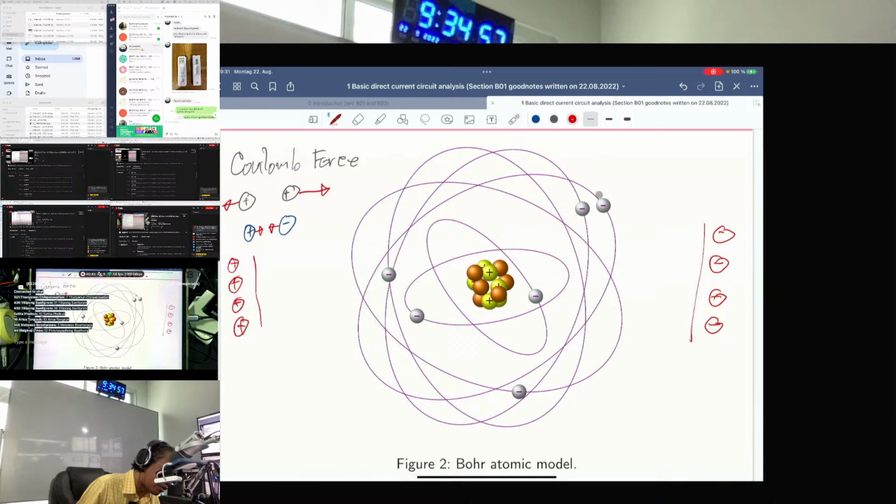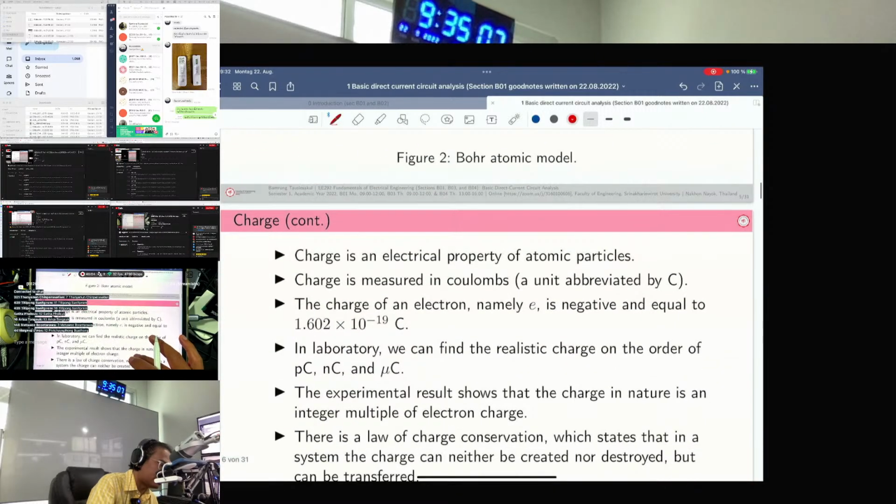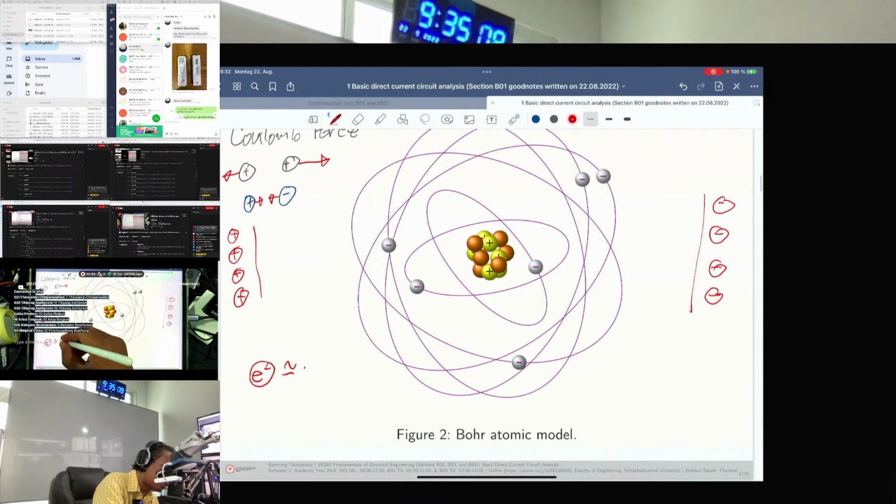Okay, that are gone away from this atom. And you know, one electron has the charge of approximately 1.602 times 10 to the negative 19. The unit is coulomb. Okay, coulomb is denoted by C.